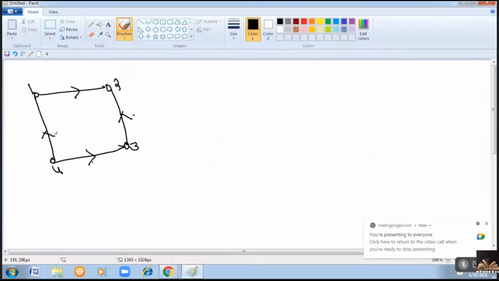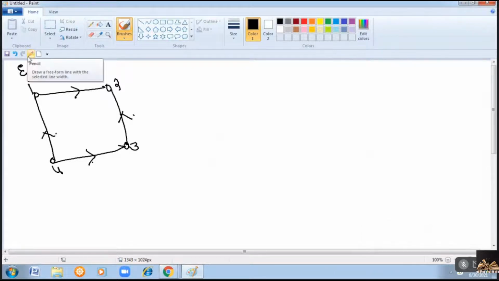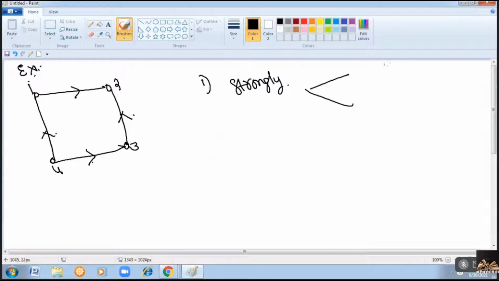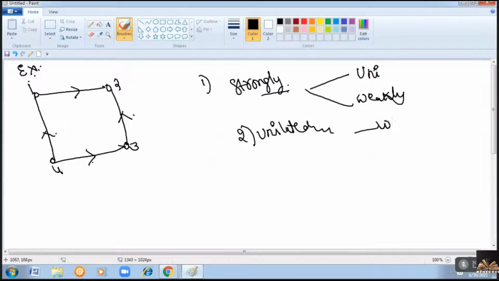Whenever you're given any directed graph, instead of checking all three conditions, it is better to go from bottom to top. First we'll check whether it is a strongly connected graph or not. If a graph is strongly connected, it means that it is also unilaterally connected and weakly connected too. If it is not strongly connected, then we'll check whether it is unilaterally connected or not. If it is unilaterally connected, it means that it is weakly connected too. If not, then we can check whether it is weakly connected or not.